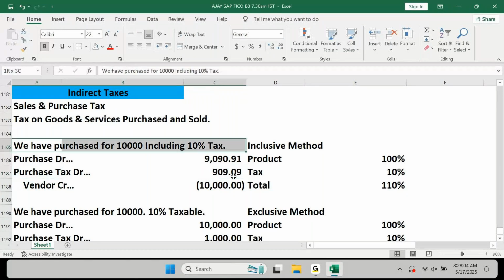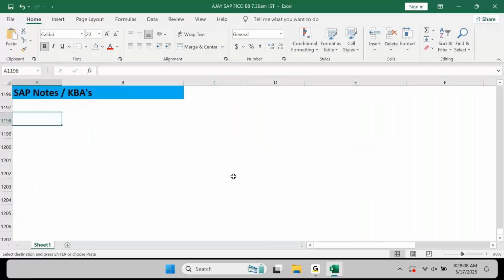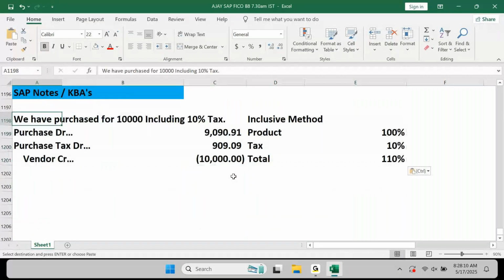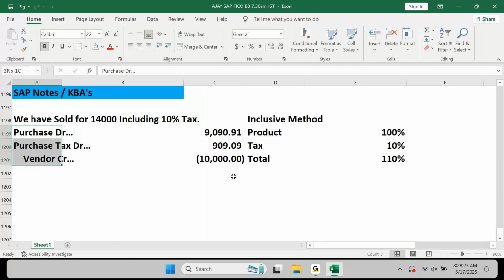Now I will copy the same entry, inclusive tax, and put it here. If I replace it, now I'll put sale. If I purchased it for 10,000, I will definitely sell it for a higher value. I'll take 14,000, including 10% tax. Now the accounting entry.